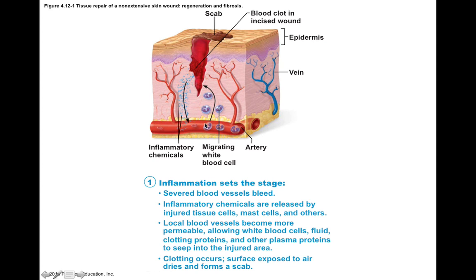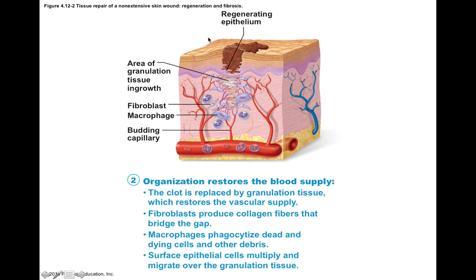We find that local blood vessels also become more permeable, that allows for nutrients to leak out into the tissue, as well as other immune cells and clotting factors that can actually help to form a scab or blood clot here. Now, once clotting occurs, the surface that's exposed to air dries and then forms a scab to cover the injured area of tissue.